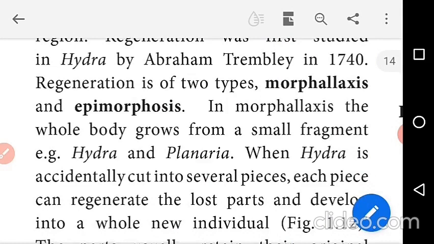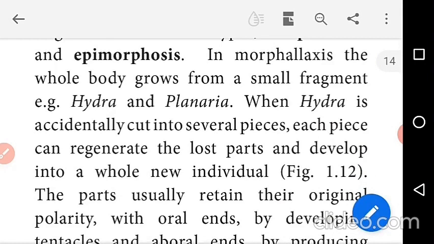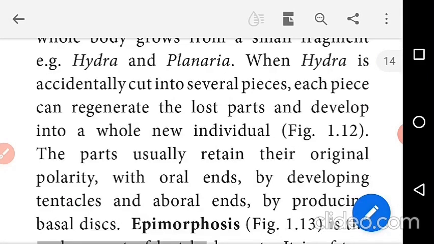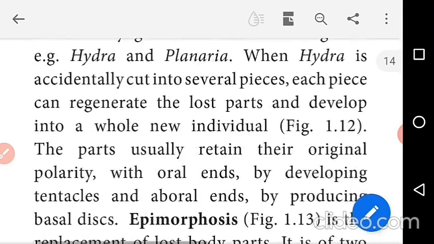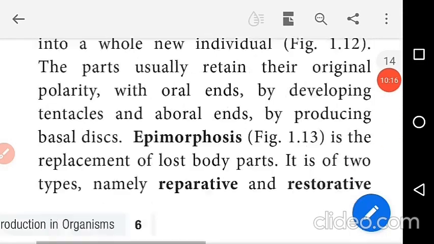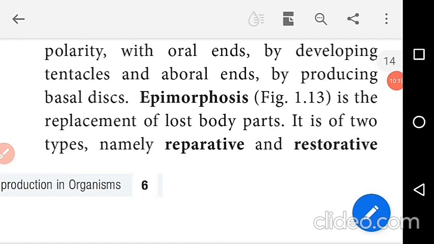The first one is morphallaxis, and the best example is Hydra. When the Hydra is accidentally cut into several pieces, each piece regenerates its lost part and develops into a whole new individual. That is called morphallaxis. The part usually retains the original polarity: the oral end develops the tentacles, and the aboral end produces the basal disc. And epimorphallaxis is the replacement of the lost part only.